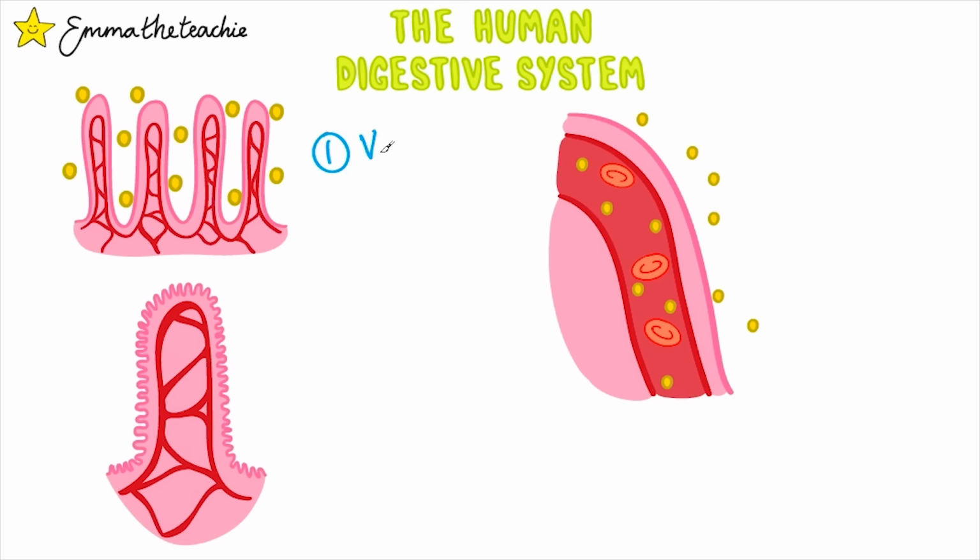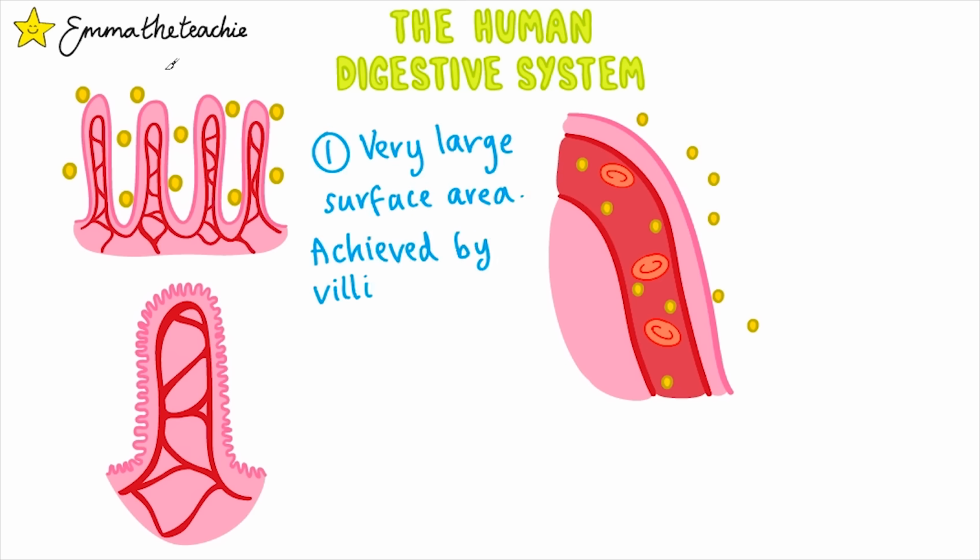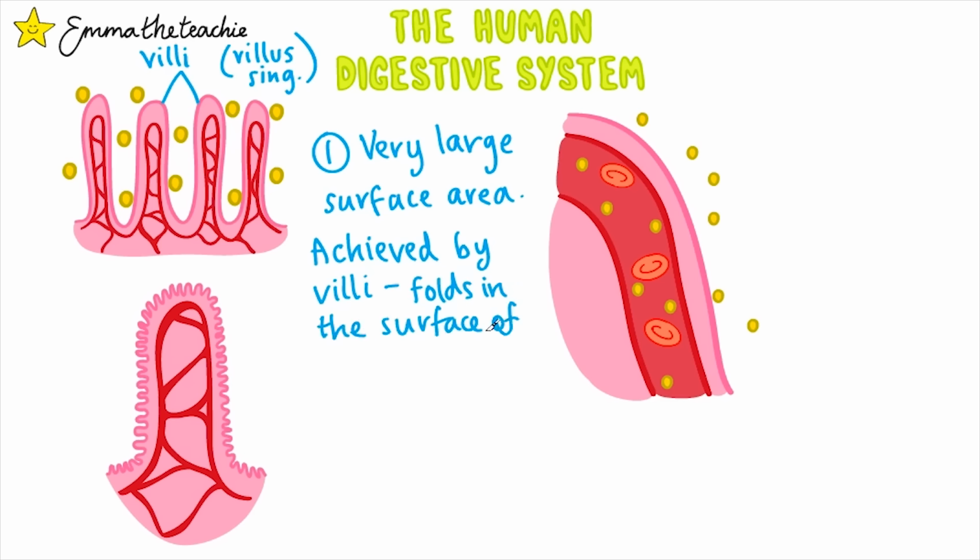Firstly, the small intestines have a very large surface area. This is achieved by having villi. If you zoom in on the small intestines, you'll see the villi, and each one is called a villus, that's the singular. These are just folds in the surface of the small intestine.